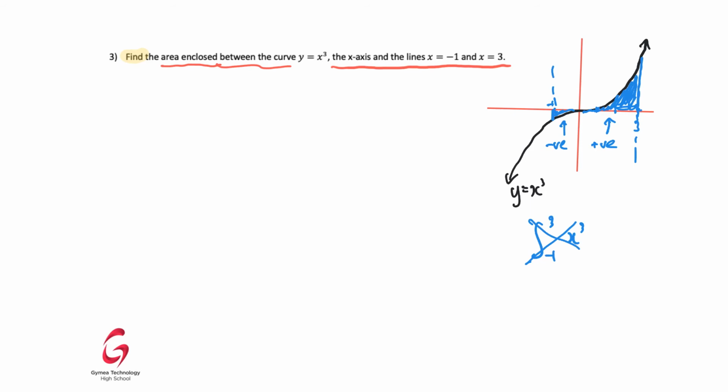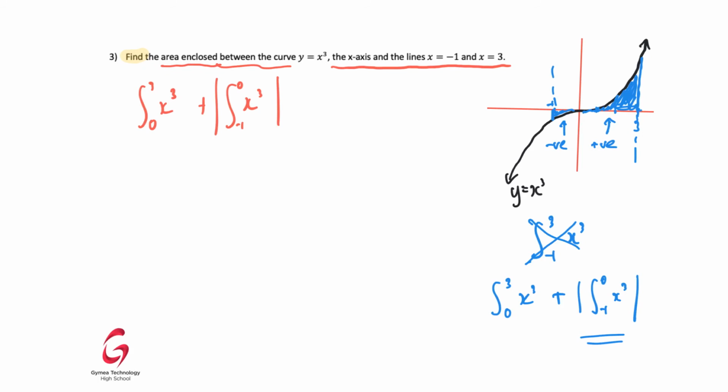Yeah, we're going to have to split it. We're going to have to do our positive section, so between 3 and 0. And to that, we're going to have to add the absolute value of the integral between 0 and -1 of our function. Because this part down here will be negative, we're going to turn it positive. That'll give us the true area between 3 and -1 and the x-axis for this curve. Okay, so this is what we're going to do.